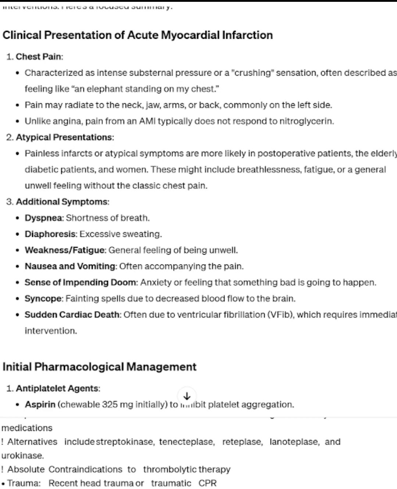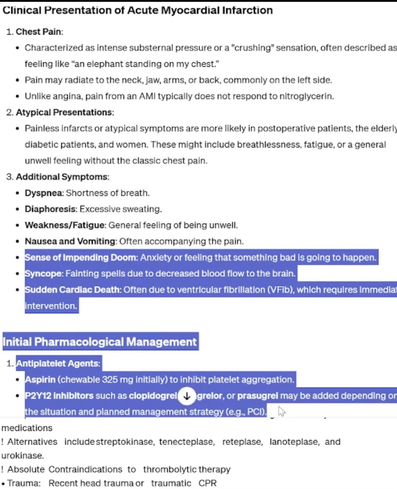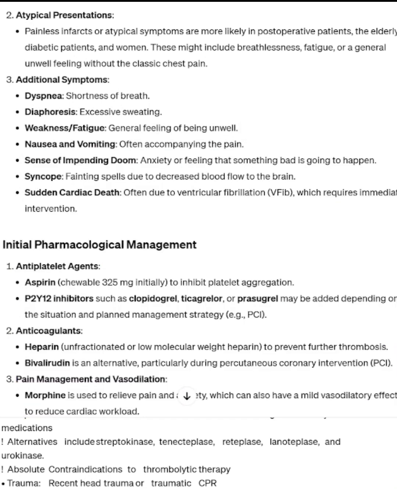Clinical presentation of acute myocardial infarction. 1. Chest pain. Characterized as intense substernal pressure or a crushing sensation, often described as feeling like an elephant standing on my chest. Pain may radiate to the neck, jaw, arms, or back, commonly on the left side. Unlike angina, pain from an AMI typically does not respond to nitroglycerin.